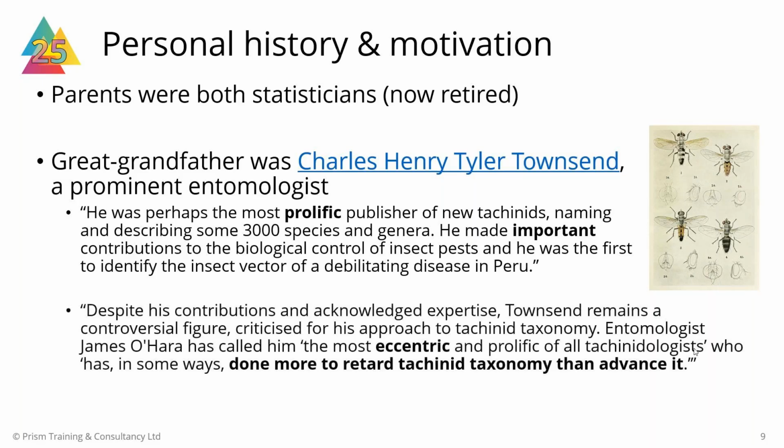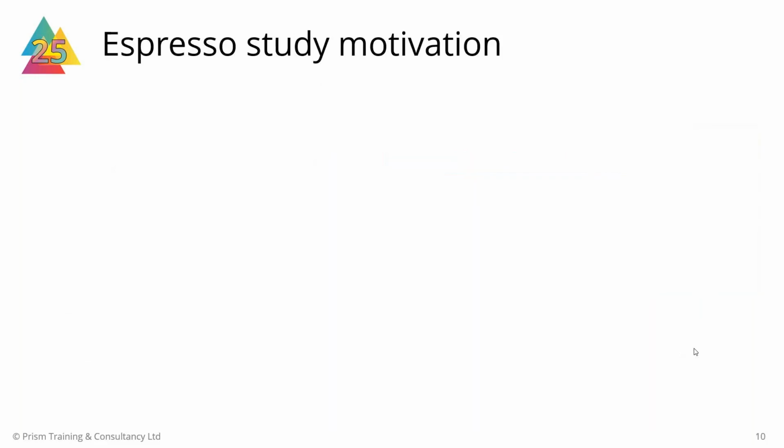His work has been somewhat criticised, and he's been called things like eccentric. And perhaps most cuttingly of all, perhaps his work has done more to retard taxonomy than advance it. So I have got science in my blood too, but it sounds like I've got sort of bad science baked into my genes. So I apologise in advance for what's about to follow.